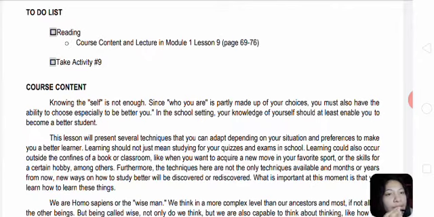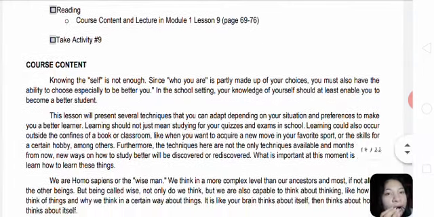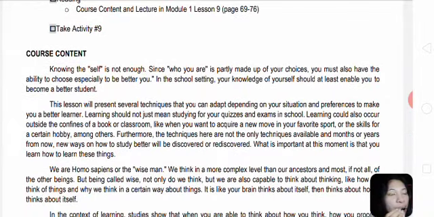Knowing the self is not enough. Since who you are is partly made up of your choice, you must have the ability to choose, especially to be a better you. In the school setting, your knowledge of yourself should at least enable you to become a better student. This lesson will present several techniques that you can adapt depending on your situation and preferences to make you a better learner.